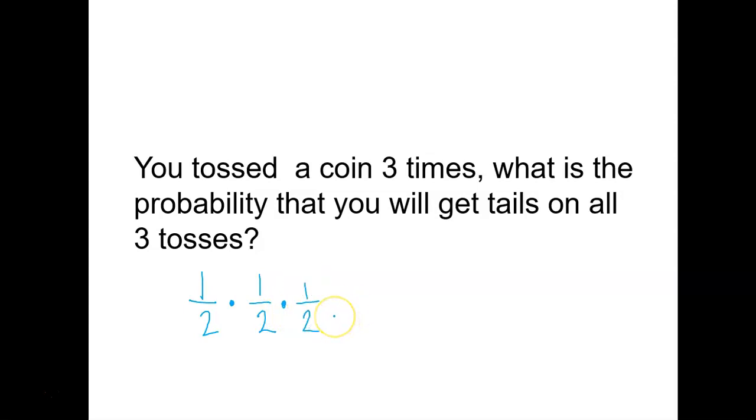So the probability of getting tails 3 times in a row would be 1 out of 2 times 1 out of 2 times 1 out of 2. When you're multiplying fractions, remember you're going to multiply the numerators together. So 1 times 1 times 1 is 1. And in the denominator, I'm going to multiply the denominators together. So 2 times 2 is 4, and 4 times 2 is 8. So the probability of getting 3 tails is 1 out of 8.